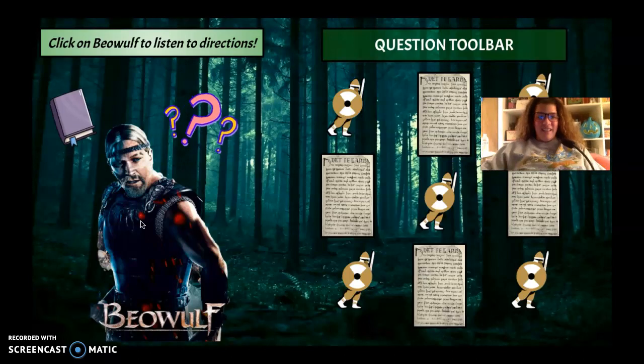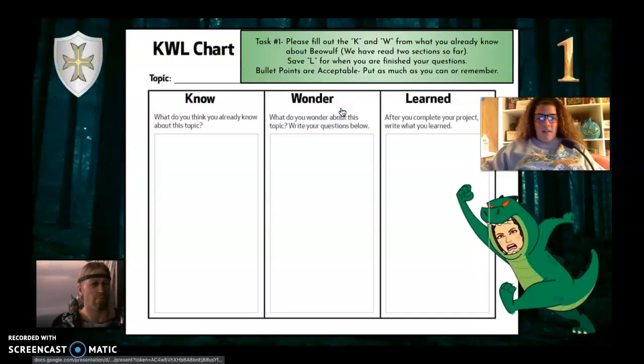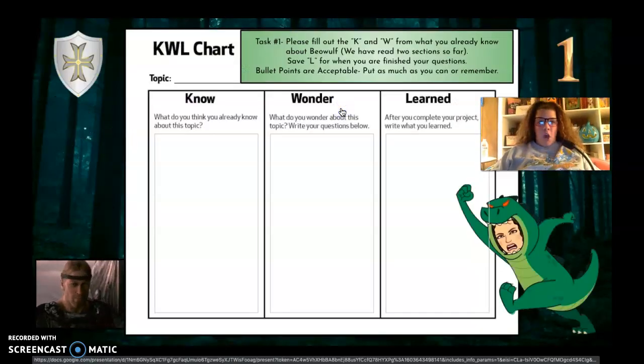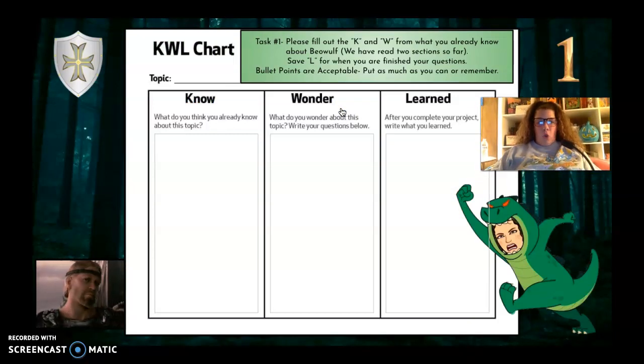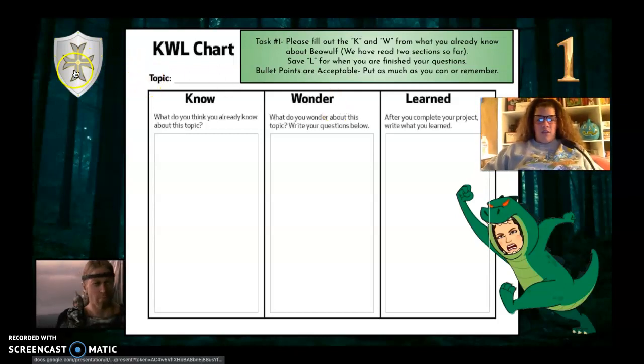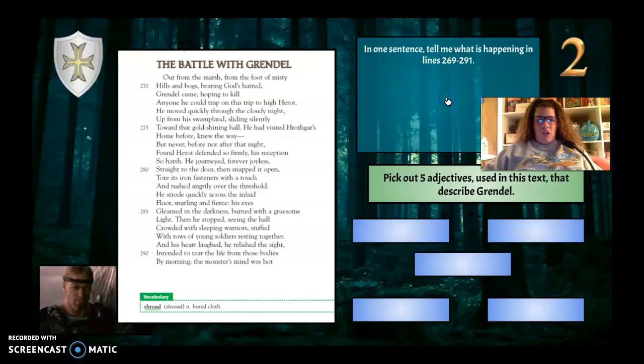Hi everybody. If you go through question number 1, it's a what do you already know, what do you wonder, and what have you learned? You've filled these charts for years, I'm sure, so this is pretty self-explanatory. What do you know about the topic so far? What have we read that you already know about? What are you wondering about as we read this section next? And then after you have completed the reading and those questions, please put what you have learned. When you're ready to go back to the home page, all you have to do is click on the shield. That'll take you to question number 2.